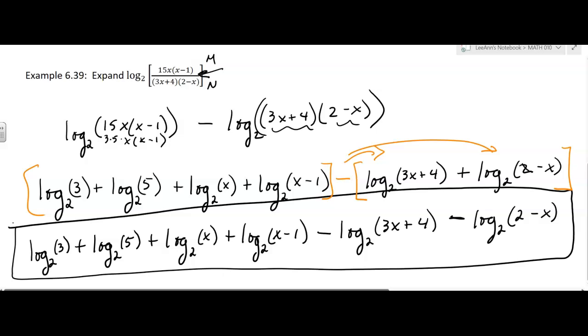Just a couple things to note. When you have a binomial in here for the argument, there's nothing you can do to split that up. You can't split up the addition and subtraction. You can split up multiplication in the argument and division in the argument. That's it. So that is that video.